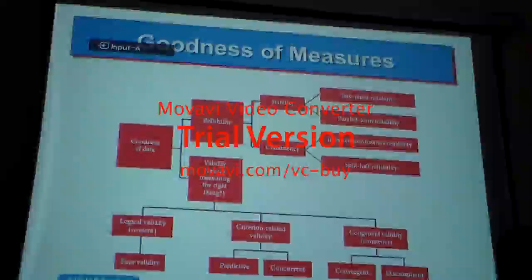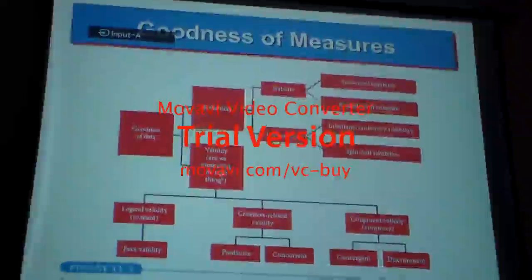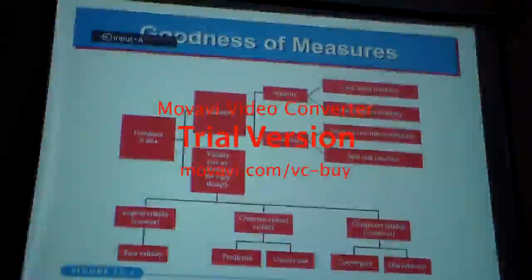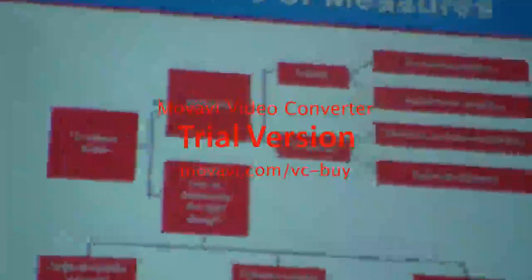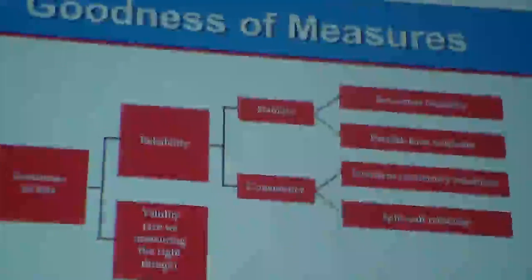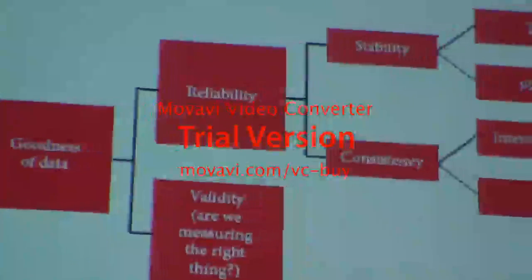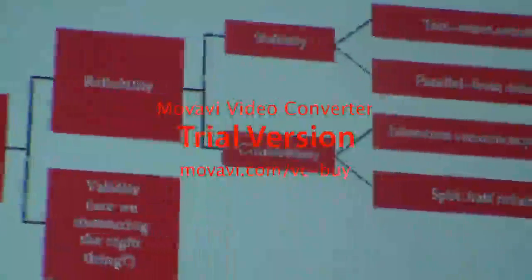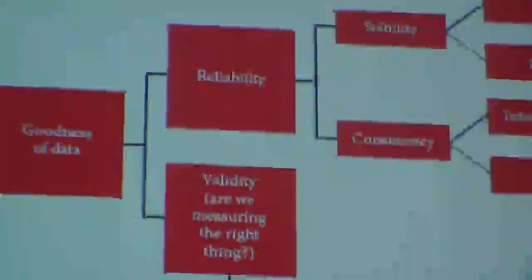On the measurements of the variable: goodness of measures. How to be sure that this measure or this scale that we choose is good, and how can we prove that goodness? Actually, goodness of data can be measured in terms of reliability and validity.